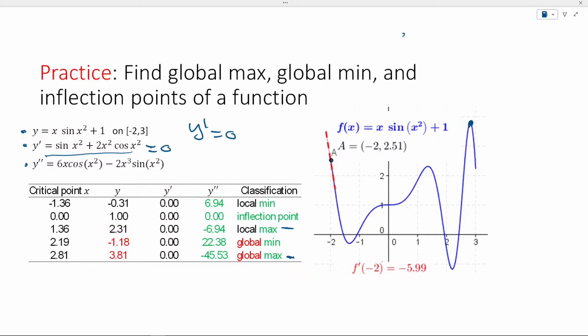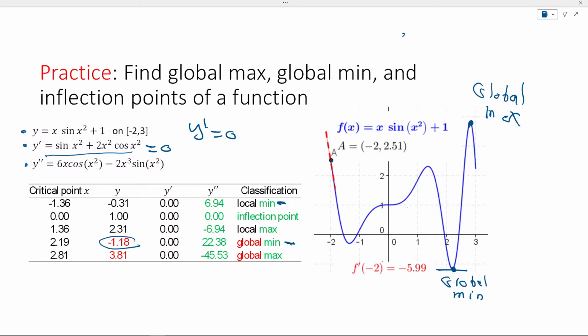Now I tell you what is my global minimum. For my global minimum, you look at the minimum points. You have this local minimum here, and this local minimum here. This one gave me negative 0.31. This one gave me negative 1.18. So this is smaller than the other one. So this is at 2.19. And where's 2.19? That's here. And that's exactly my global minimum. And this is the global maximum.